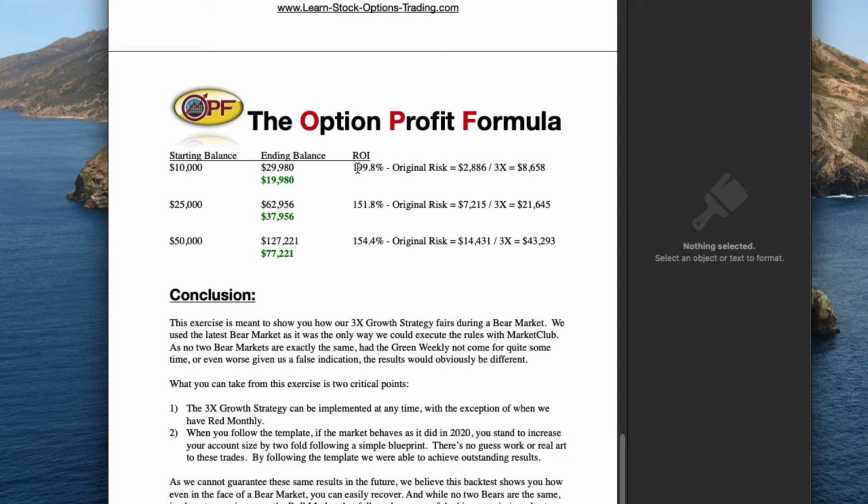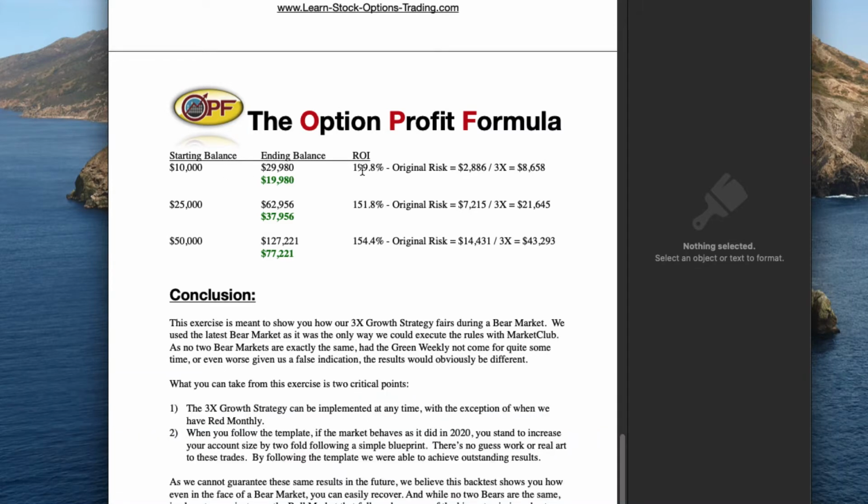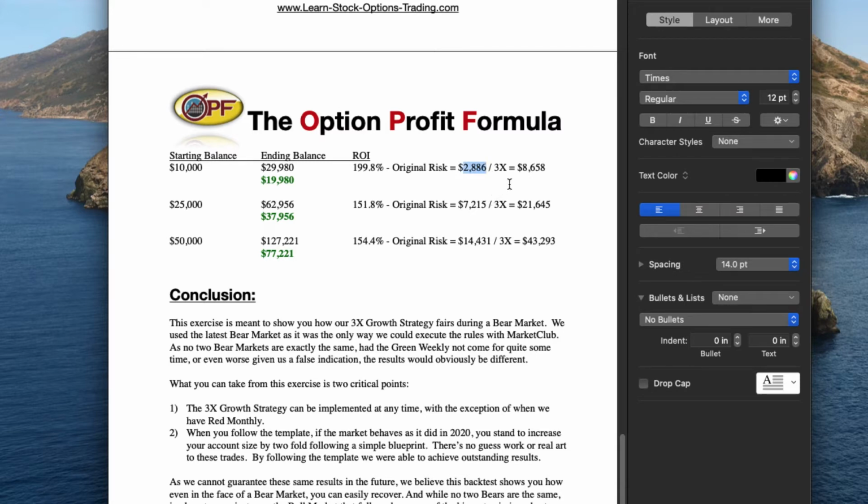And it's actually not a return on our investment because I never had all $10,000 invested in the stock market. It's actually a much better return if you base it on the risk, because this was the original risk amount that we started with. The whole point of the 3x growth is we want to 3x that risk. So if we take 2,886 and multiply it times 3, this is the return I'm shooting for.